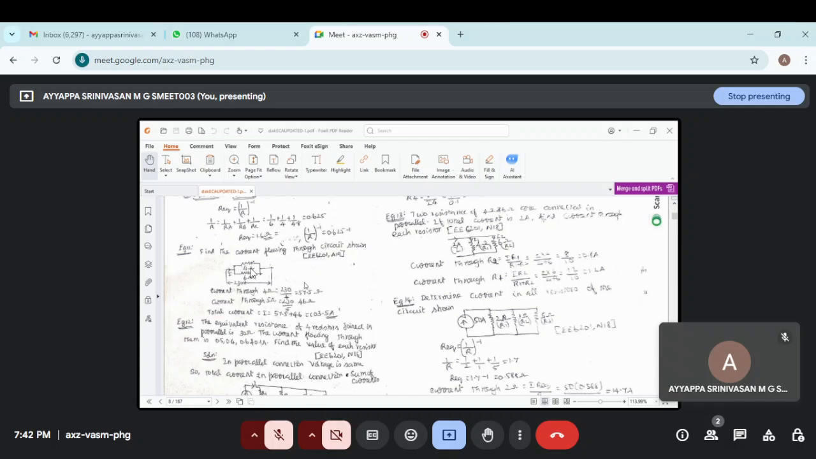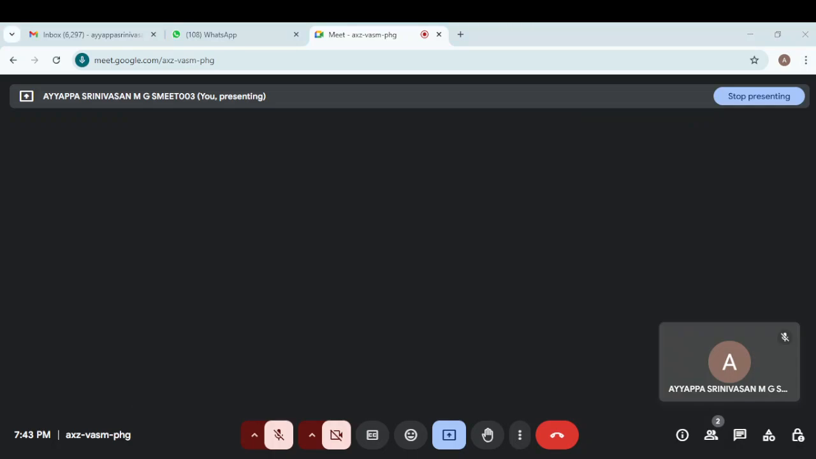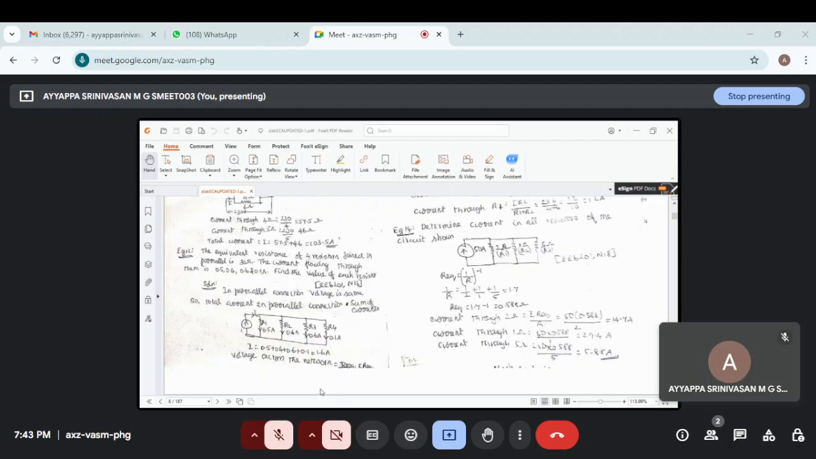They are asking the current through the total circuit. So, we have solved in another way, that is 230 by 4, because for 230 volt, 4 ohm and 5 ohm are in parallel. So, 230 by 4, 57.5 ampere. Next one, current through 5 ohm, that is 230 by 5, 46 ampere. Just add these two things, you will get total current as 103.5 ampere.